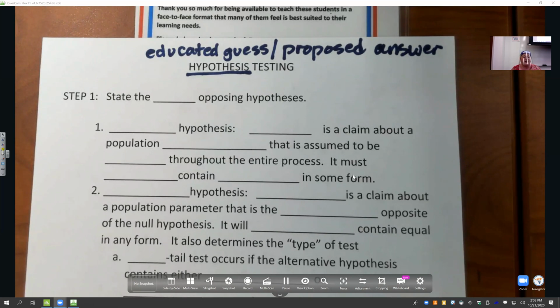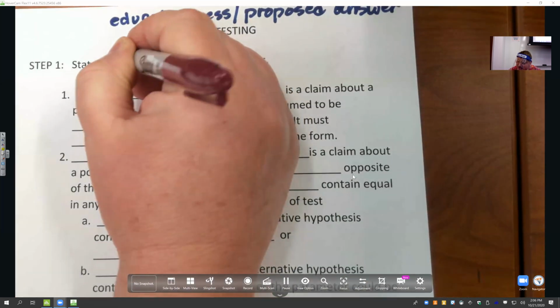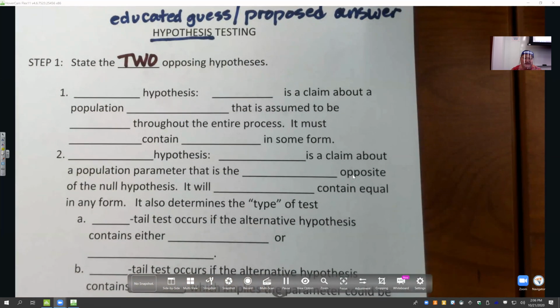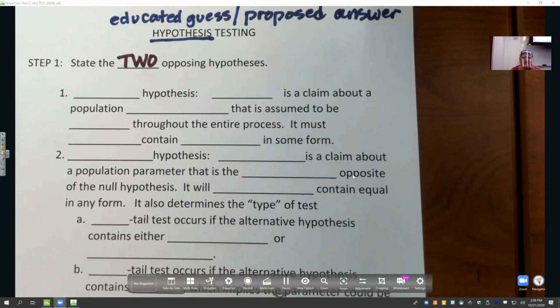And there's a very lockstep, a very rigid process that we go through to determine whether or not our proposed answer is valid or invalid, whether it's good or bad. And so I want to walk through and discuss that process, and then we're actually going to do it. Okay, so step one in the process is you state the two opposing hypotheses. You state the two opposing hypotheses.